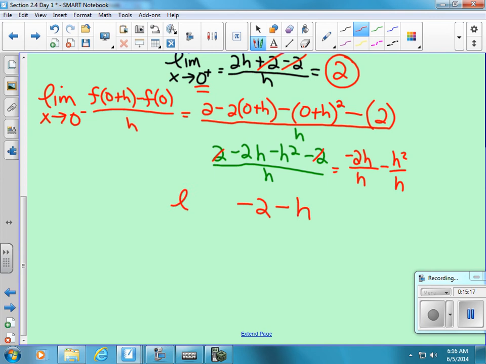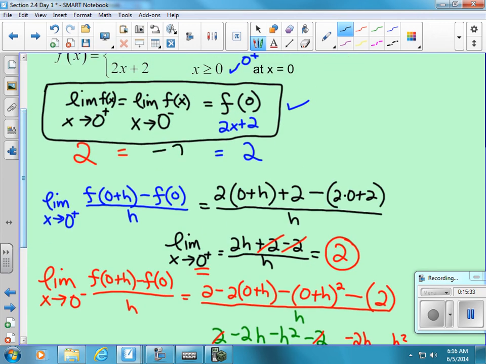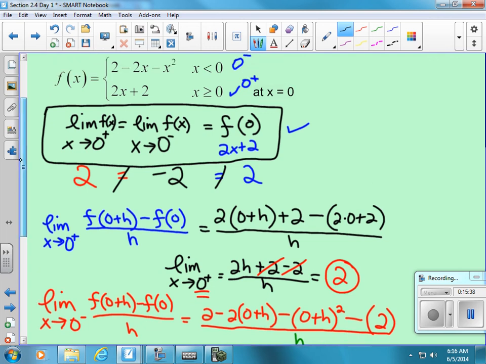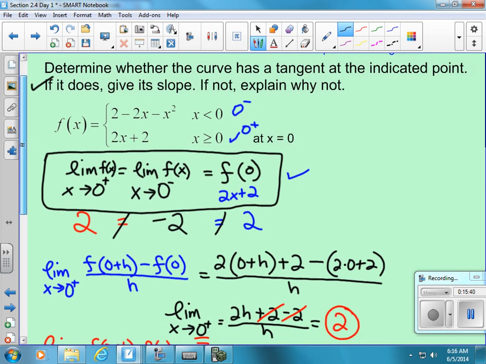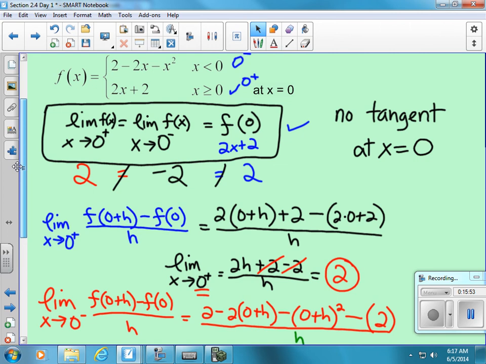We take the limit as h goes to 0 from the negative side, and this goes to 0, we get negative 2. Uh-oh, the left-hand slope is not equal to the right-hand slope, which is not equal to that. So the curve does not have a tangent at x equals 0. Okay, so that's problem 15. That's how you do those problems.